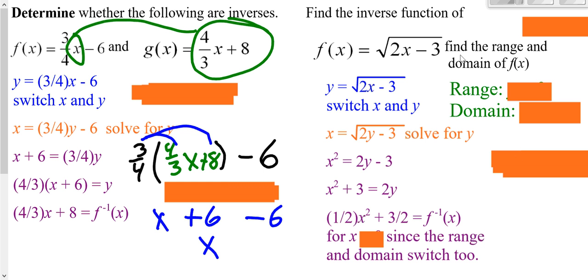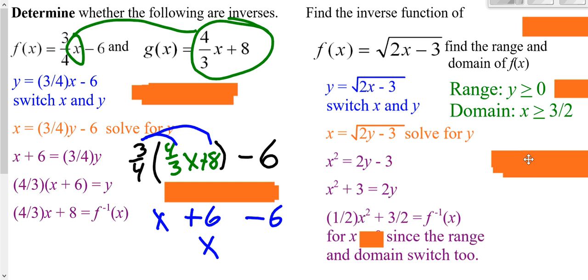Now, we're also asked to find the domain and the range. Now remember, your range is what you get out. Looking at this here, we have a positive in front of our root, so we're only getting out non-negative values, so greater than or equal to 0. Domain, remember, you can't have a negative inside of your root, so 2x minus 3 has to be greater than or equal to 0. Solve that for x, so you'd add 3 and divide by 2, and you get your domain to be greater than or equal to 3/2.